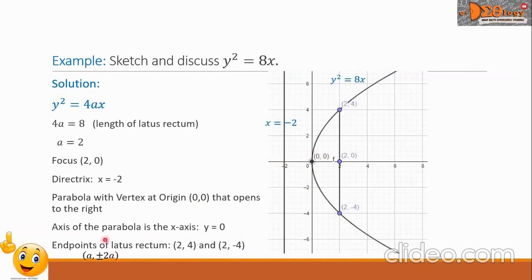Look at the endpoints of the latus rectum. The point (2, 4) is here, and the point (2, negative 4) is here. Again, the length of this latus rectum was derived from the beginning, and that is 8. This is our final answer.